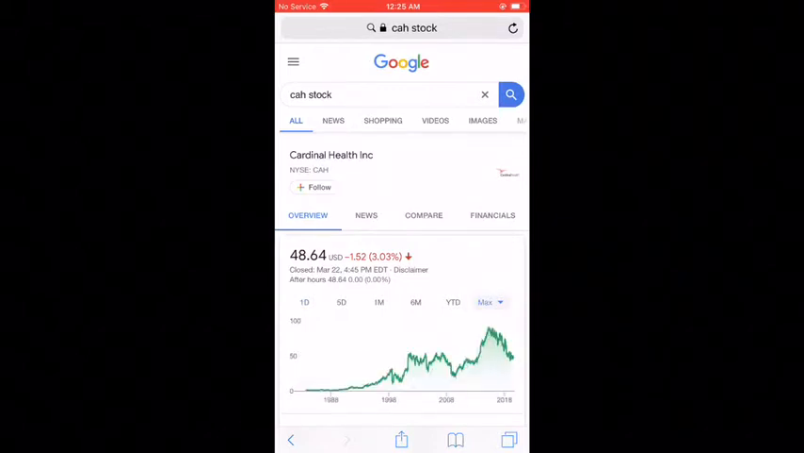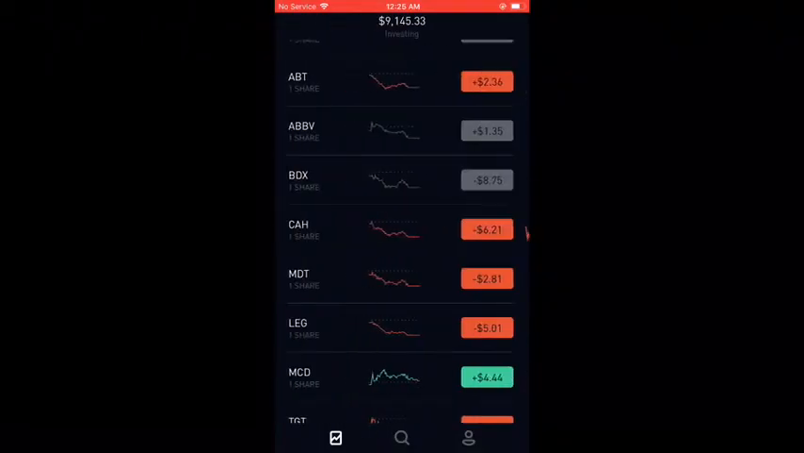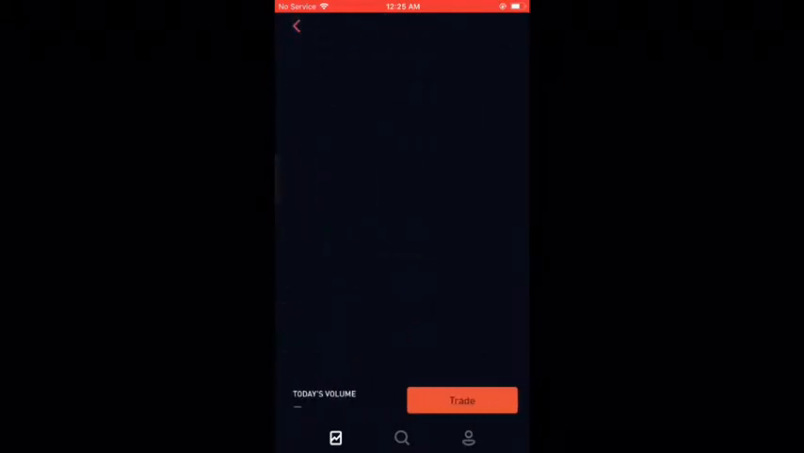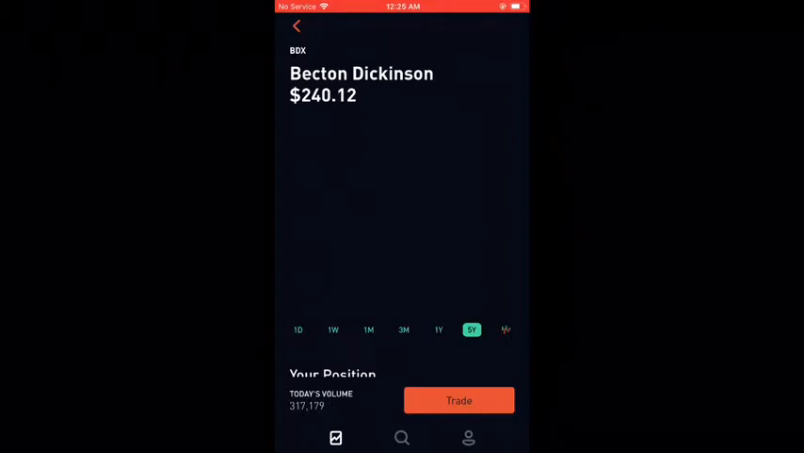And right here, you saw the Cardinal Health stock that I have. It's in a very bad time right now, but if you look at the max chart on Yahoo Finance, you see that it's actually uptrending. It's just having a bad time right now, and if you start buying more shares at this time, your average cost will significantly decrease, which will cause you to eventually be able to exit the stock at a profit.